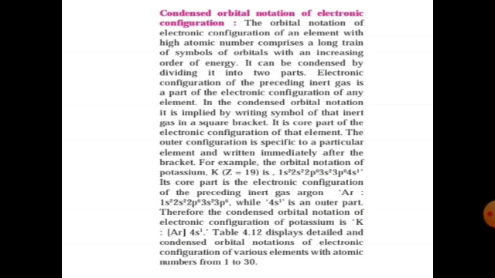So how to write the condensed notation? First in a square bracket you have to write argon, meaning first follow the electronic configuration of argon, and then 4s1, the outer electronic configuration. The table displays the detailed and condensed orbital notation of electronic configuration of various elements with atomic number from 1 to 30. In that table, all the elements having atomic number 1 to 30, their electronic configuration is written.